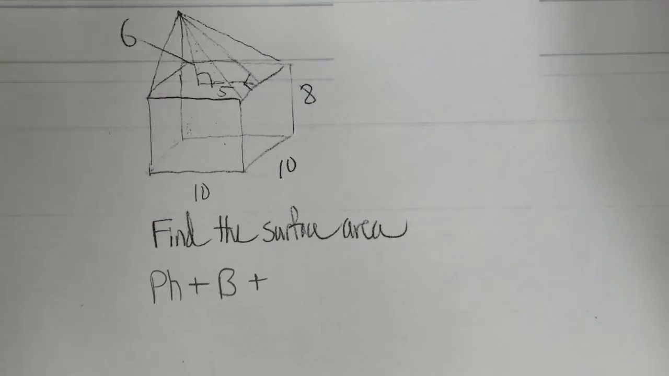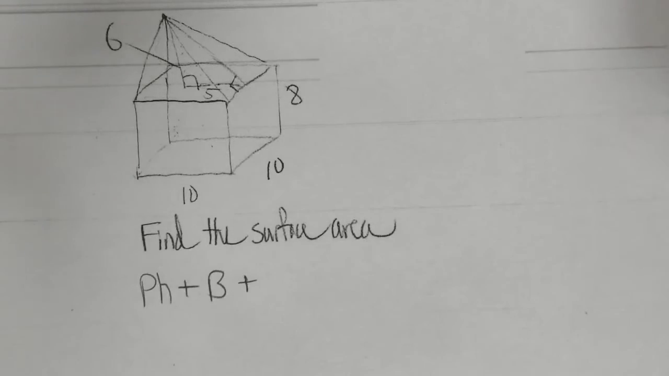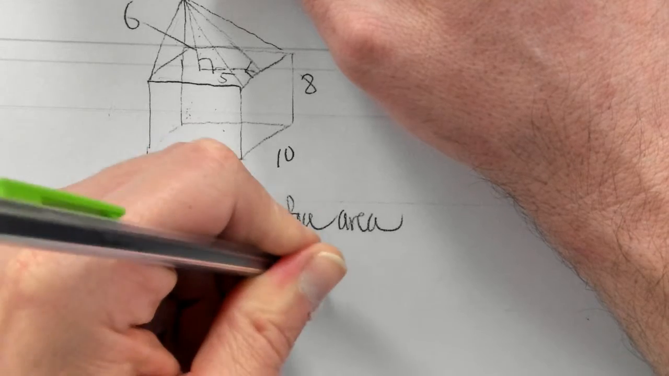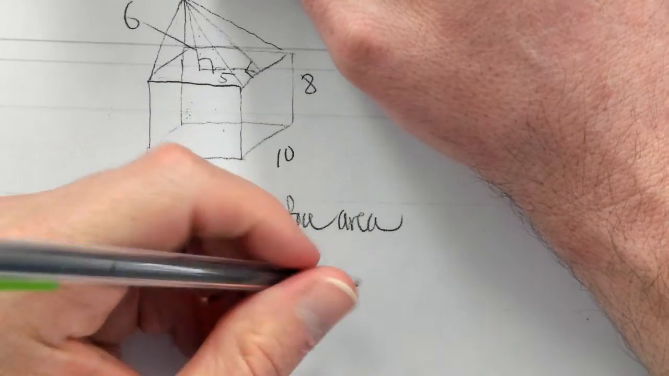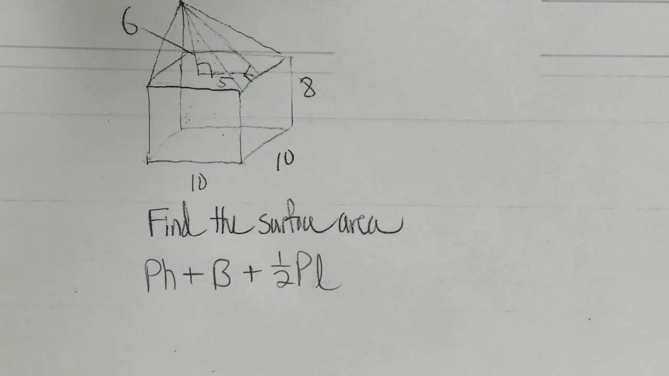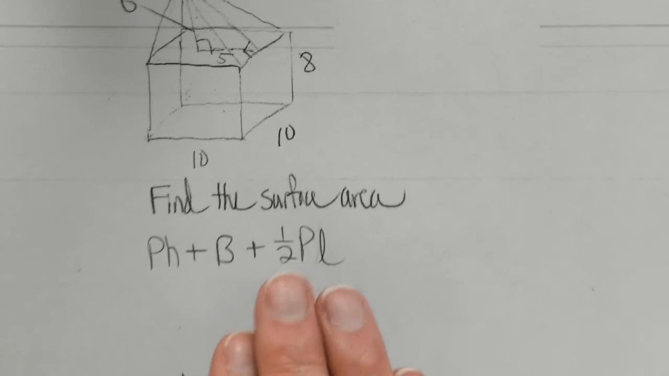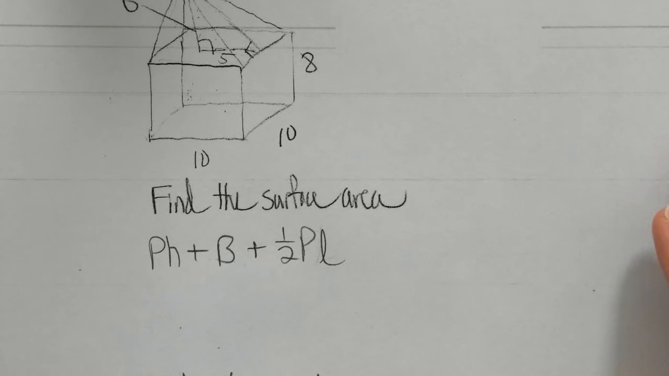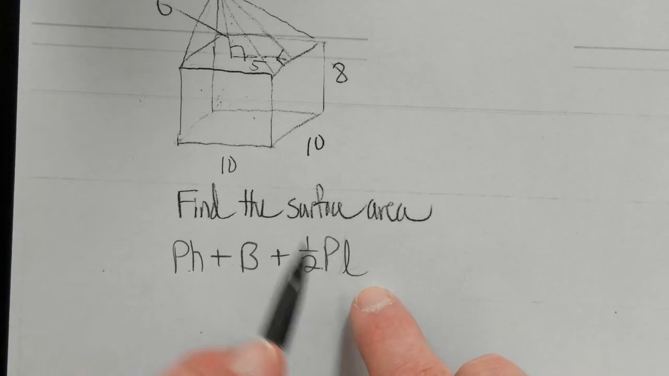Now, here's the deal. I need to adjust this formula too, because the base of the pyramid is no longer showing when I put them together, right? So I need to take that off. So instead of 1/2 PL plus B, it's just going to be 1/2 PL, and then that's it. We don't have to add the B to it. So this now is the formula that I need to use to find the surface area of this figure. The first thing you want to do is adjust your formulas that you're adding together. Remember, this pertains to the prism, and this pertains to the pyramid.